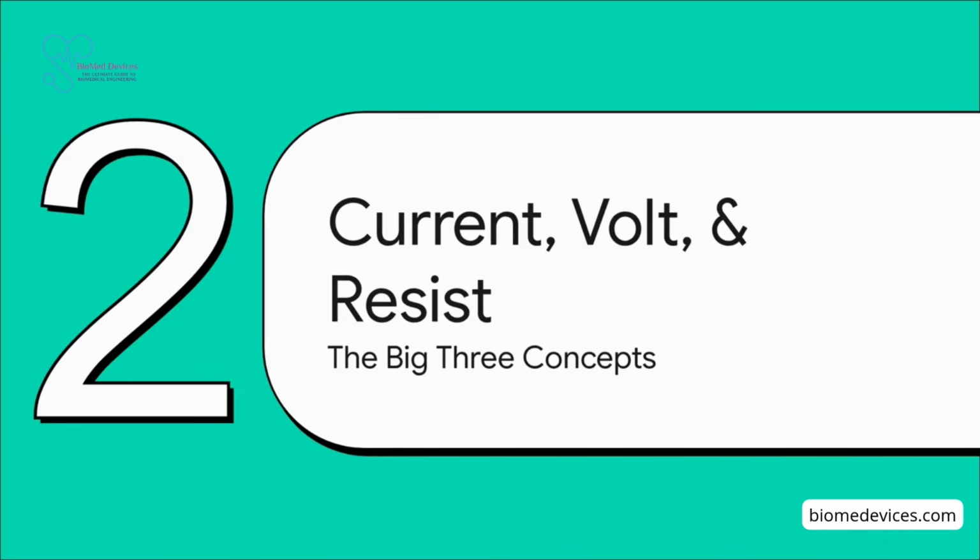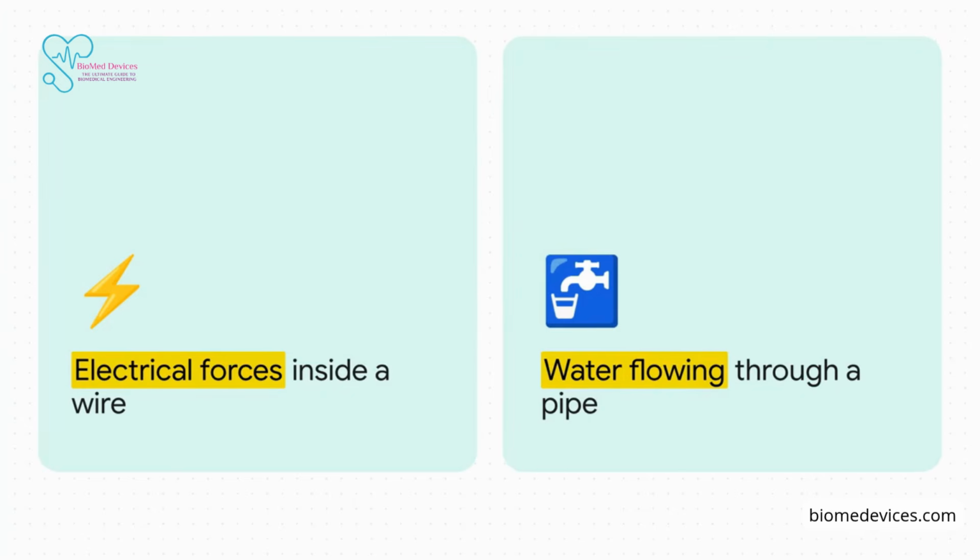Which brings us perfectly to section 2, current, voltage, and resistance. These are the big three concepts that literally govern every single circuit you will ever build. And this brilliantly illustrates the concepts we're about to discuss. Since electricity is invisible, we engineers often use the hydraulic analogy to build our physical intuition. We can basically compare the invisible electrical forces happening inside a wire to the very tangible, relatable behavior of water flowing through a system of pipes.